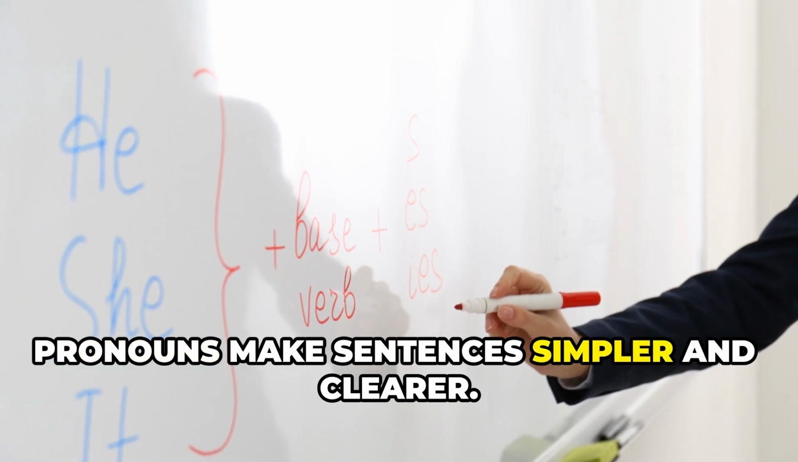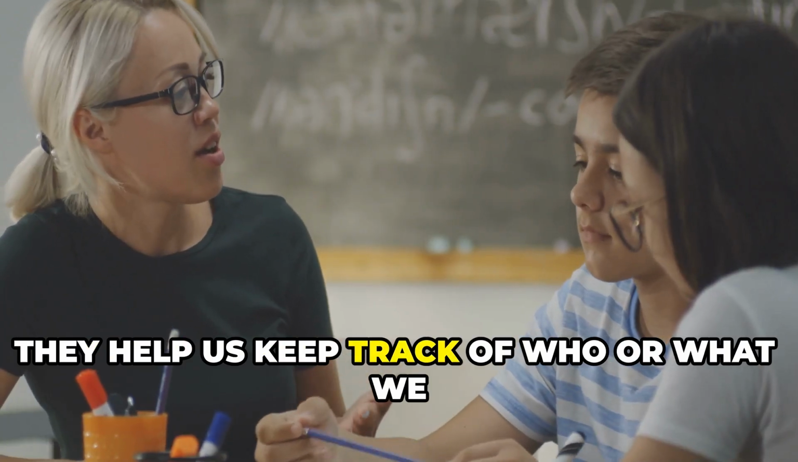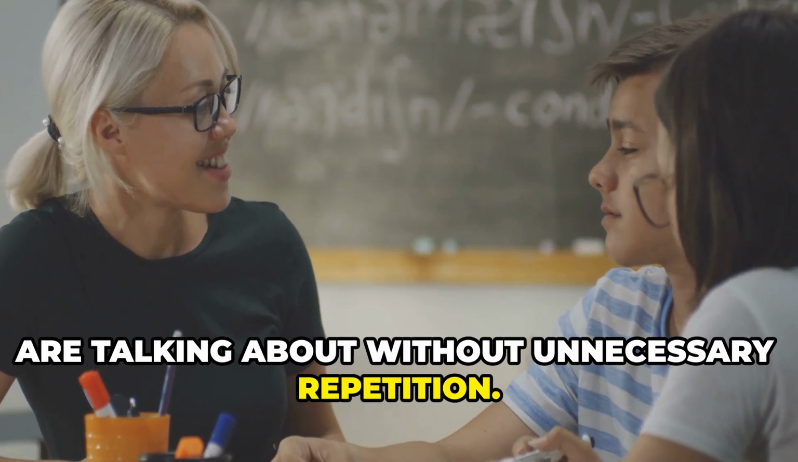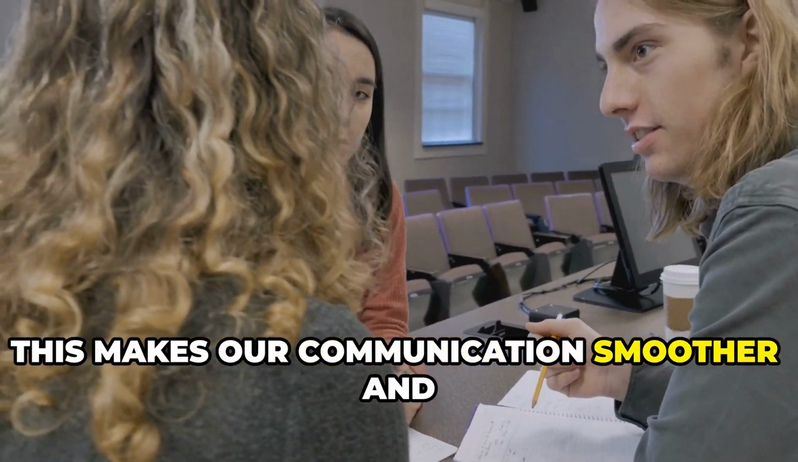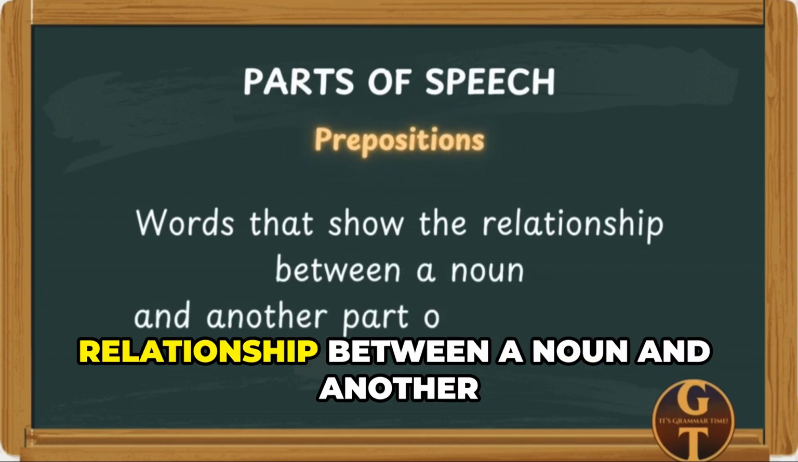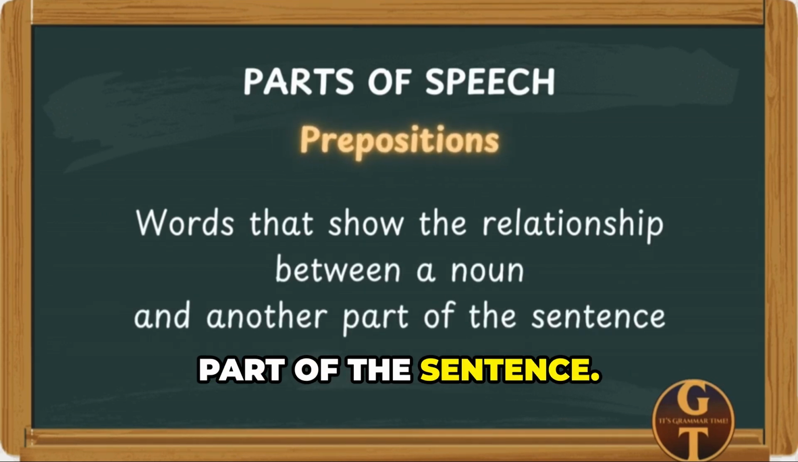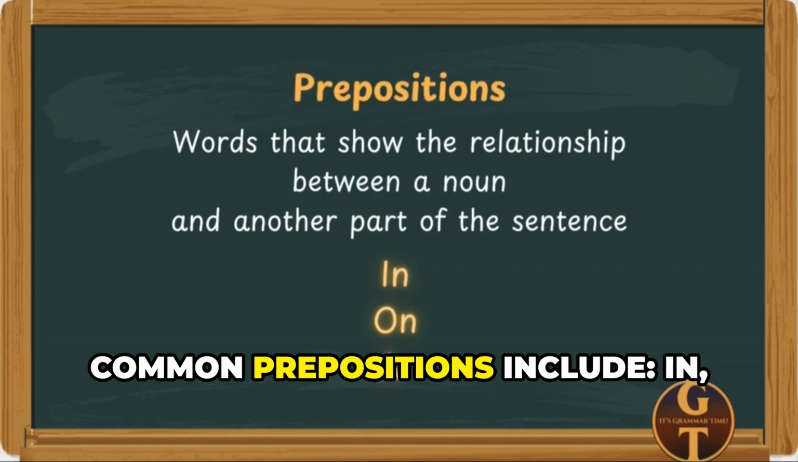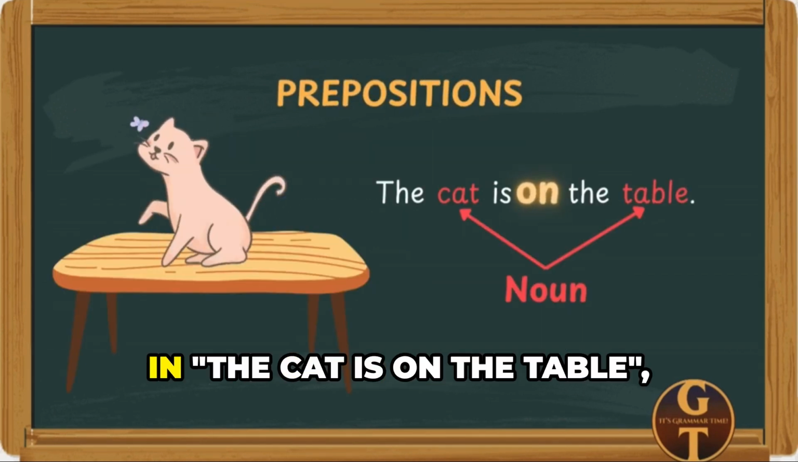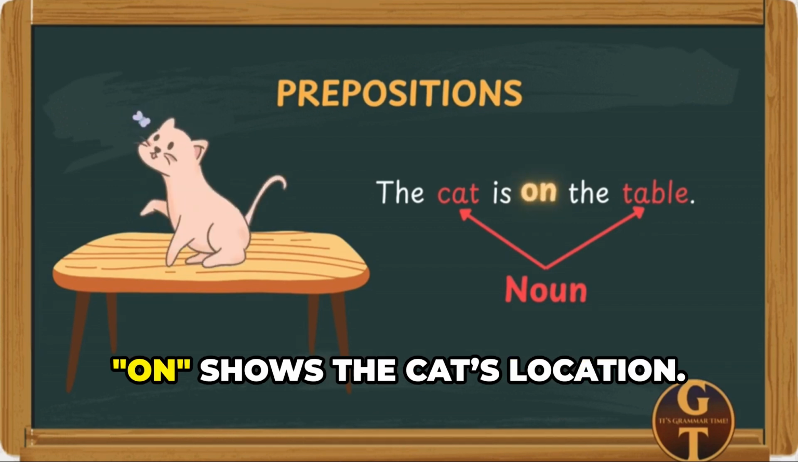Pronouns make sentences simpler and clearer. They help us keep track of who or what we are talking about without unnecessary repetition. This makes our communications smoother and more efficient. Prepositions are words that show the relationship between a noun and another part of the sentence. Common prepositions include in, on, and at. For example, in "the cat is on the table," on shows the cat's location.